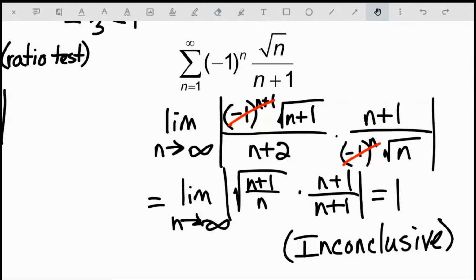The problem that I run into here is that I got a limit value of 1. A limit value of 1 means my ratio test isn't giving me any information, so I've got to use a different test. And like I said, in the end, my best option there would be an alternating series test.